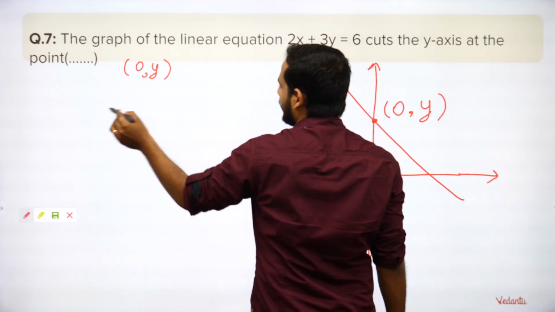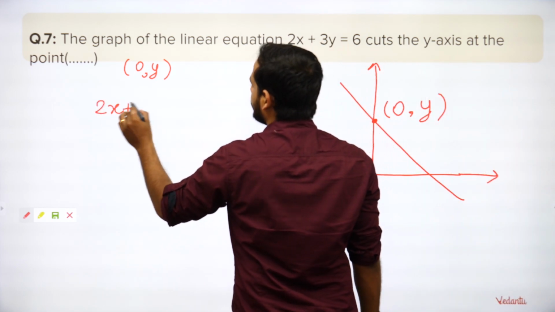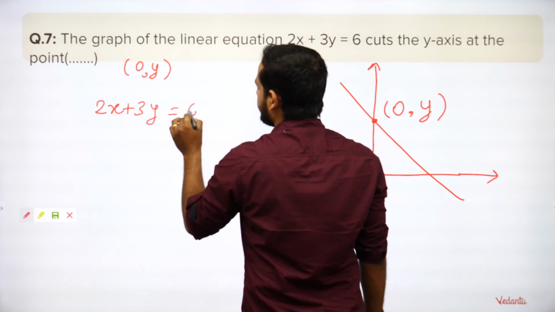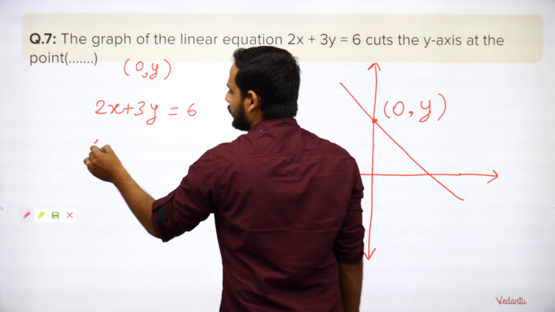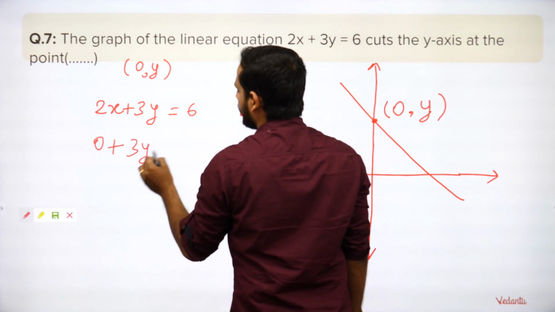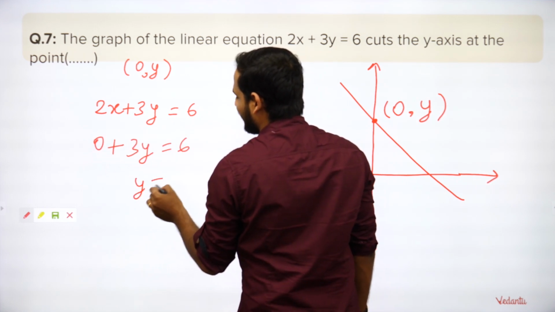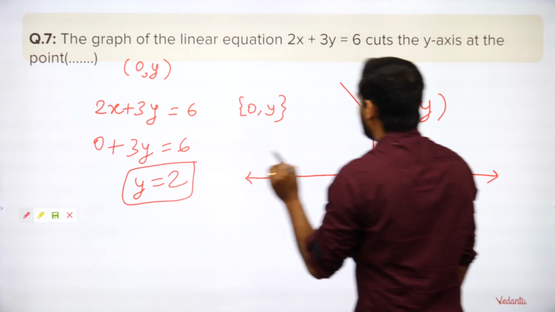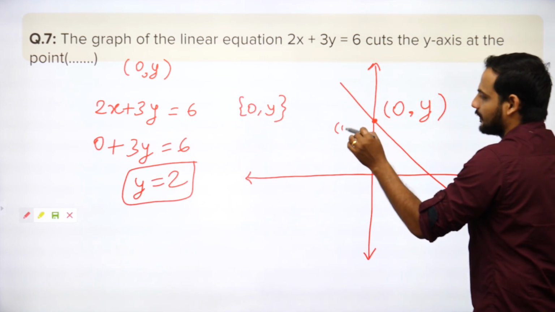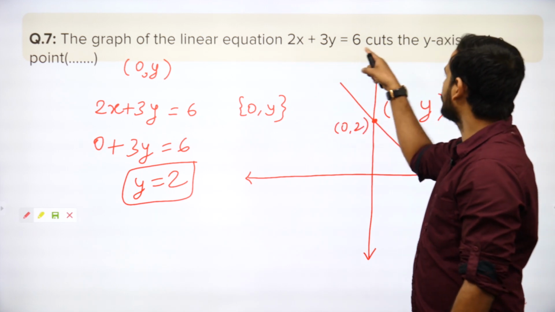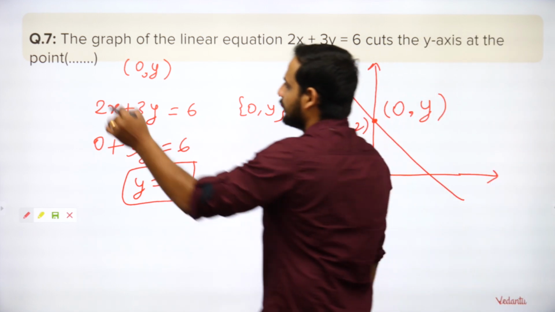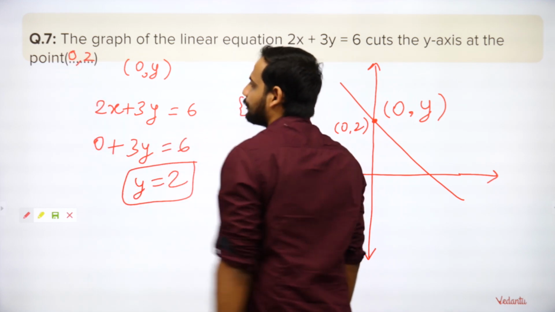So let's do that. Let's put (0, y) in this equation, 2x plus 3y is equal to 6. If I put (0, y) in this equation, what will we get? 2 into 0 is 0, plus 3y is equal to 6. That means y is equal to 2. That means this point is nothing but (0, 2). So the graph of the linear equation will cut the y-axis at the point (0, 2).